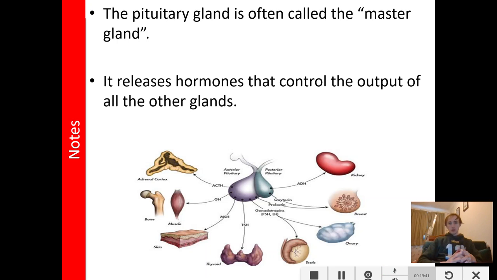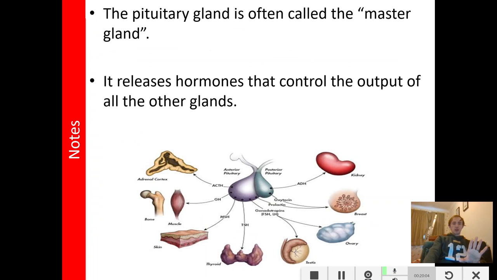So, this is pretty much the most important gland. If you have a pituitary that fails, that causes you enormous issues, because it then affects every other gland in your body.